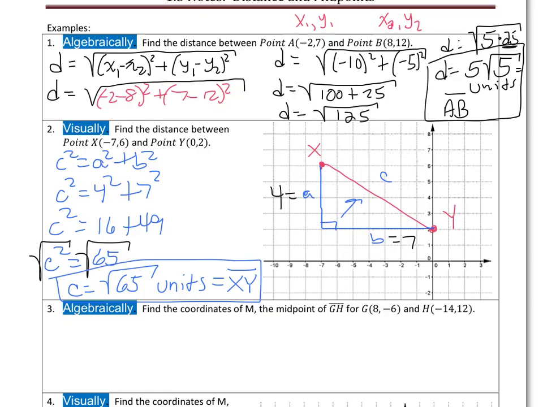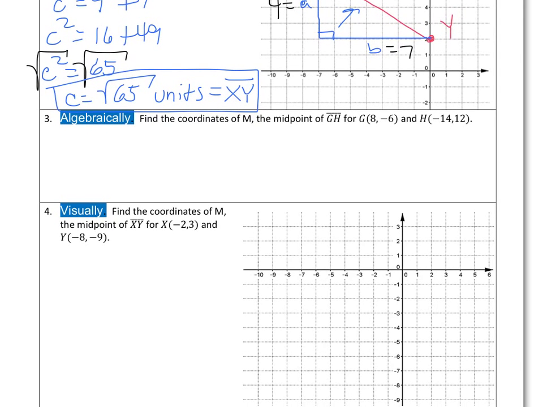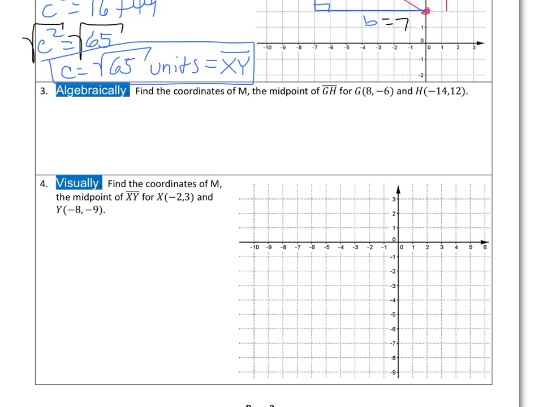Personally, I think graphing using the Pythagorean theorem on the coordinate plane is much easier. It avoids memorization errors of a formula. It also avoids arithmetic errors. All right, moving on to the next topic, which is midpoint. Let's look at how that plays out both algebraically and graphing.